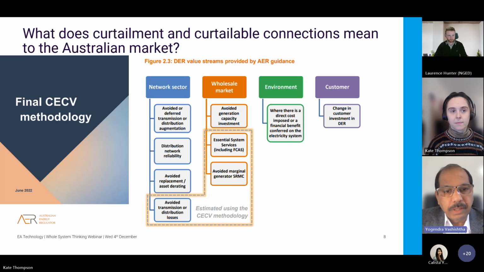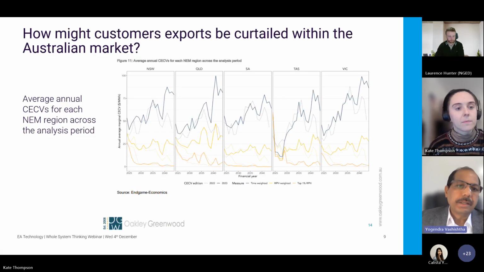Part of this same value of DER strategy, there is a piece of work on customer export curtailment value. What is the value of customer export curtailment? The dotted line we are showing here includes essential system services like FCAS services that we avoid, avoided marginal generation cost, and avoided transmission and distribution losses. The AER publishes the CECV value every year, and that becomes the basis or justification: if you want to avoid curtailment, there is a value for it.